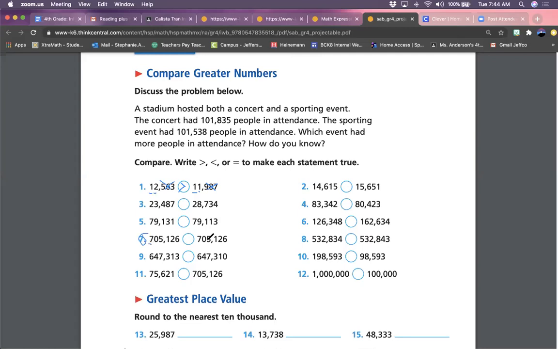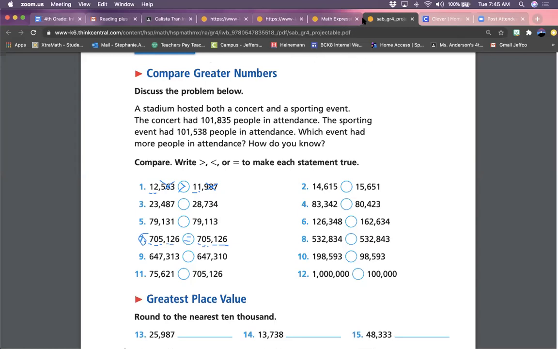I have 700,000, 700,000. Move on to my next smallest, 0 10,000s, 0 10,000s. Move on to my next smallest, 5,000, 5,000. Go on again, we're still the same down here on number 7. 100, 100, the same. 2 10s, 20, 2 10s, 20, 6 1s, 6 1s. Well, if they have the same exact numbers and the same exact place values, then we know they are equal.